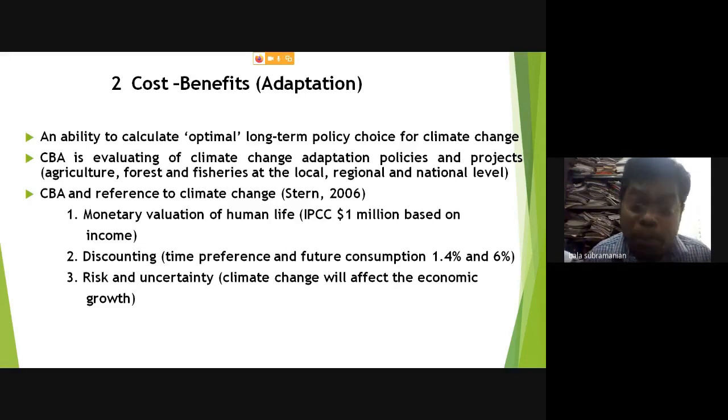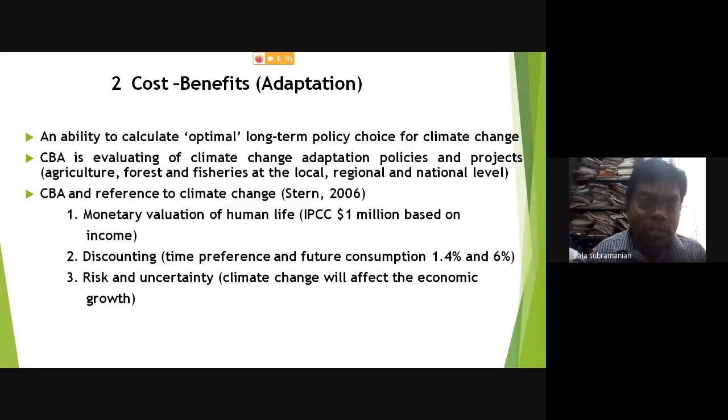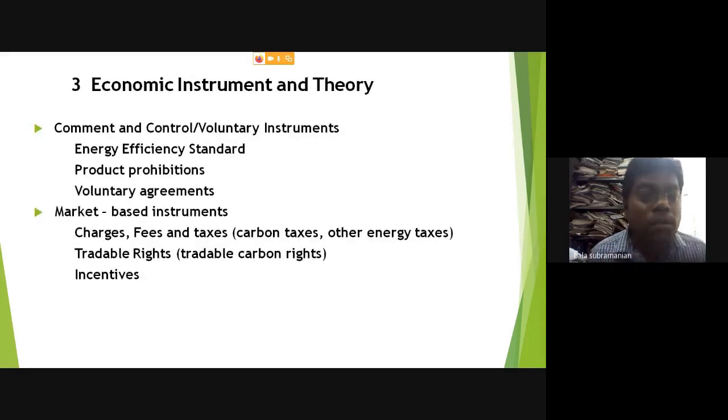Now you may understand. These are some basic concepts we are discussing at present. First we discussed the externality theory concept. Second is cost benefit analysis, especially with climate change and adaptation strategies. The third perspective is economic instruments and theory.